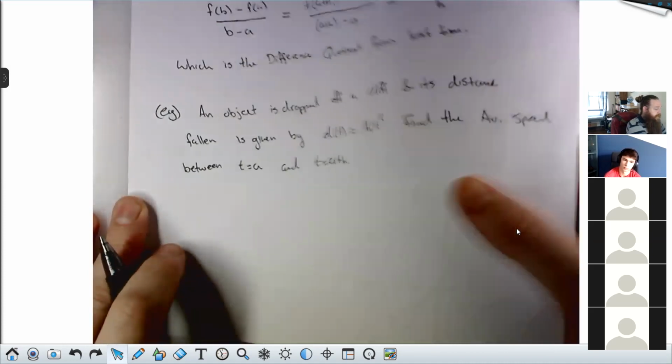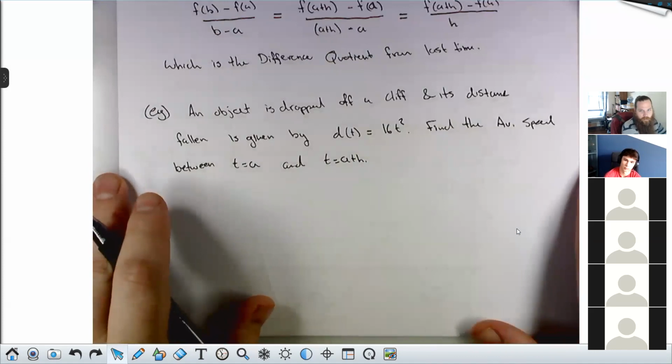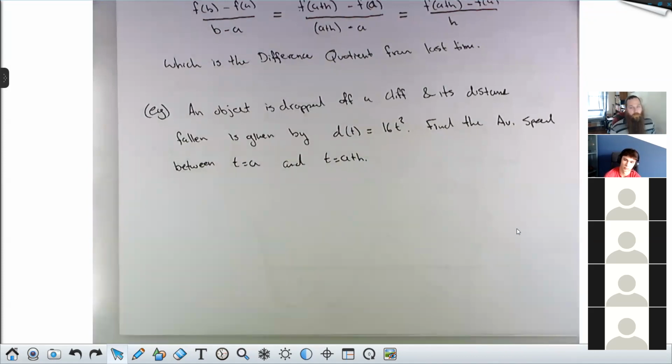This is actually an accurate mathematical model. If you drop an object off of a cliff or wherever, it will follow this function because gravity is a constant force approximately on the surface of the Earth. You accelerate towards the Earth at 9.8 meters per second squared. You end up with this thing.